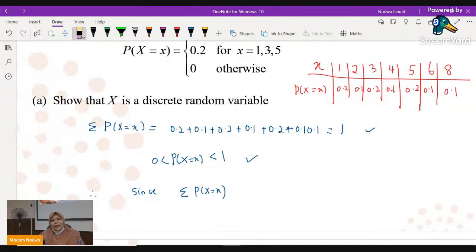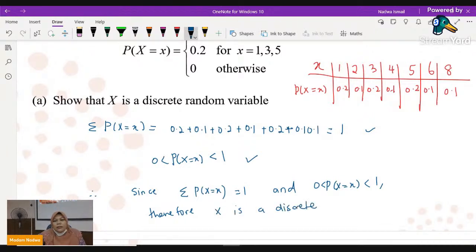Sebab matematik dekat higher level bukan kira-kira dah. It's all about more on theories, proving and so on. Okay. So since summation of probability is equals to 1 and probability tadi is between 0 and 1, therefore X is a discrete random variable. RV ni random variable lah, bukan red velvet ni random variable. Okay.